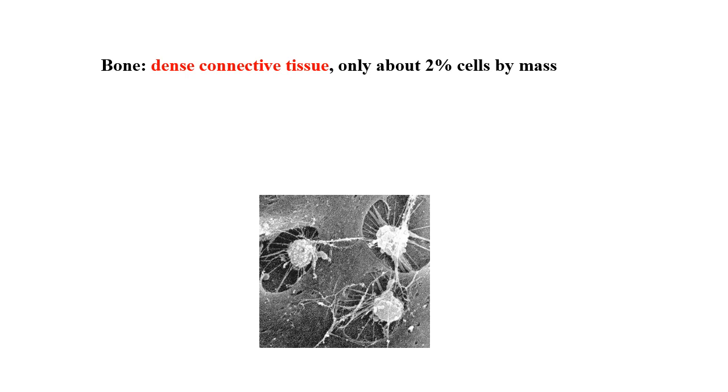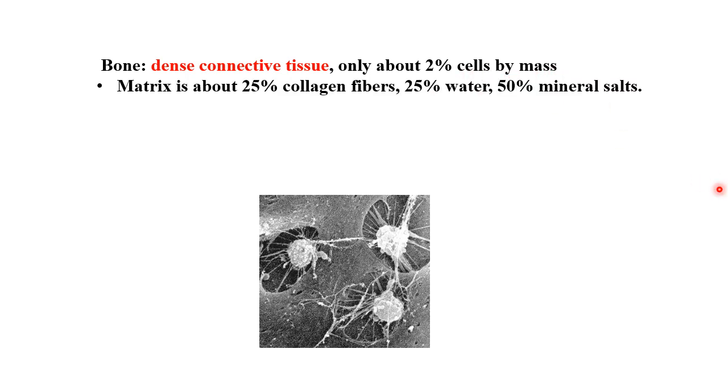Okay. So, dense connective tissue in the bone is only about 2% of cells by mass. When you look at the matrix of bones, this is made of about 25% collagen fibers, 25% water, and 50% mineral salts. Okay, so it's a lot more inorganic material than you have of organic material. And then if we say hydroxyapatite, you think bone.